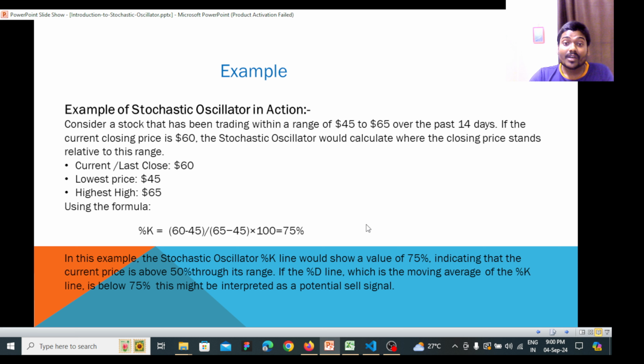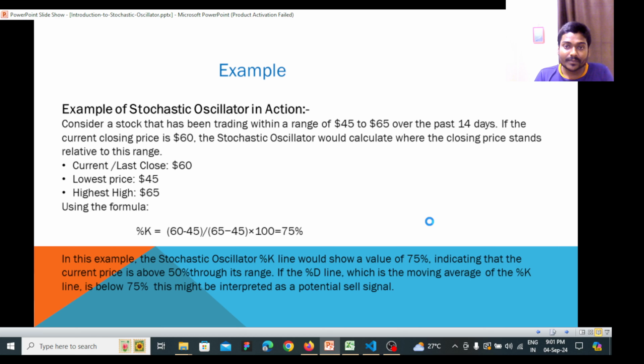If the percentile K value is 25% or less than or equal to 25%, then it represents oversold. In this case, buy the product, because the stock price is very low. Then, after the stock price increases, we sell the product. So next we will move on to the next slide.